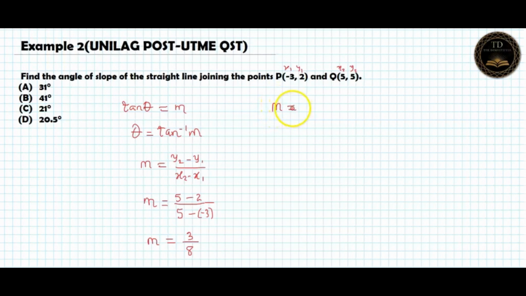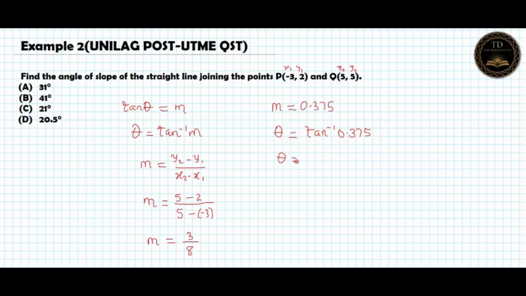Okay, which we can just quickly convert to decimal form. Okay, that will be fine. So that will be 0.375. So now to get the angle of slope, which is theta, it is going to be the tan inverse of 0.375. So we have theta will be equal to, I'll just do that quickly.